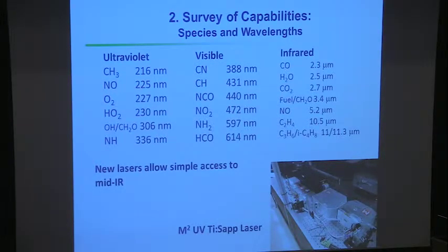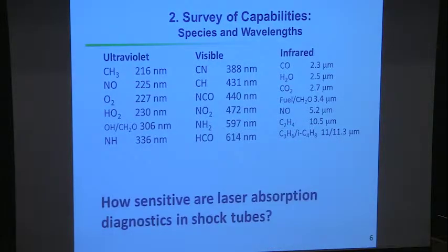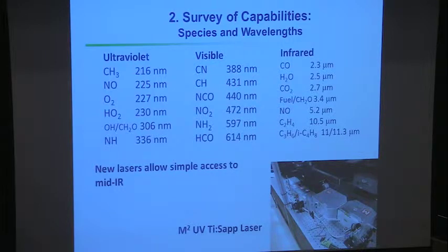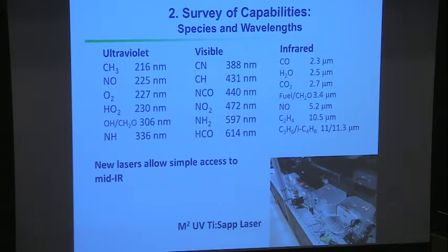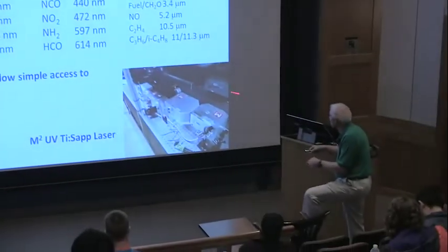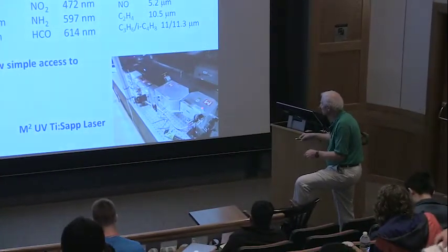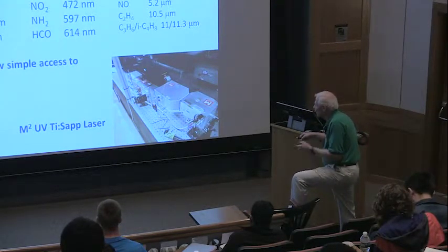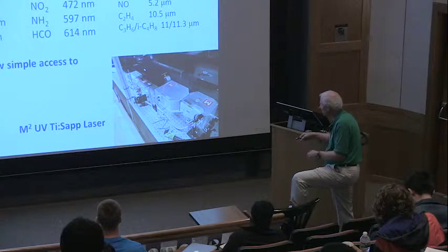The most recent laser we've added is called the M squared UV Ti-Sapphire laser. Oops, back here. Okay, the UV Ti-Sapphire laser. So now this is a system that's maybe 2 meters long. There's the mirror in the background there. Actually, the mirror is back here. These typically sit on optical tables, 8 feet long, in parallel with the shock tube. So we take the light out of one of these things and put it into the shock tube.